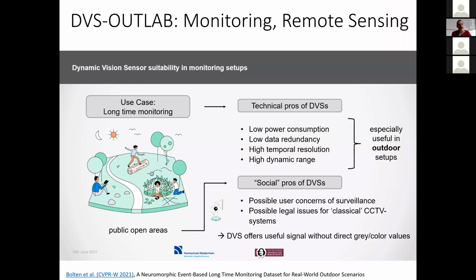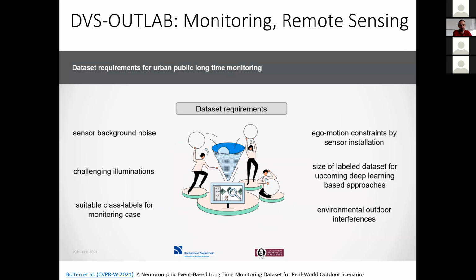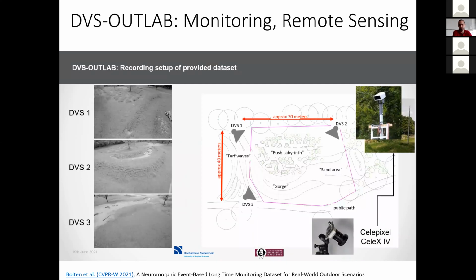In this regard, I would also like to mention a recent work for monitoring and remote sensing. As we said, event cameras have quite some advantages: low power consumption, temporal data redundancy, high temporal resolution, and high dynamic range. The scenario of monitoring outdoors is also quite interesting. So this is a dataset from last month at a CVPR workshop, where they acquired outdoor scenes with different background noise and challenging illumination conditions, and they also labeled the dataset. They have 3 event cameras and a playground area outdoors.